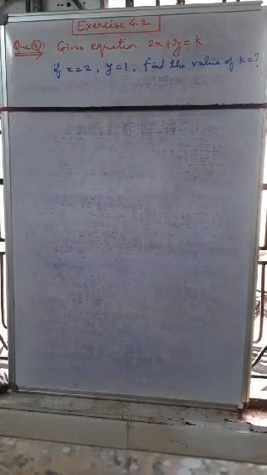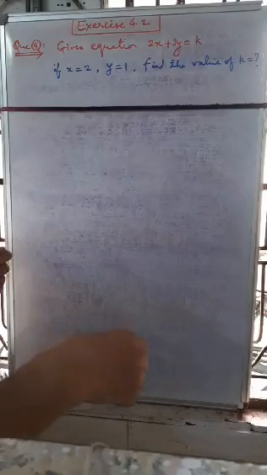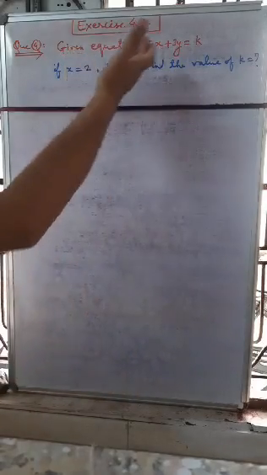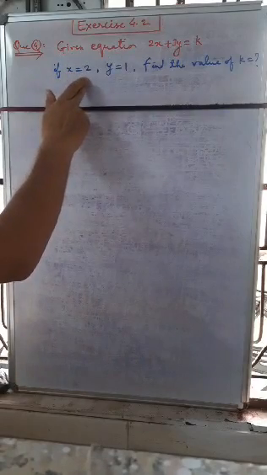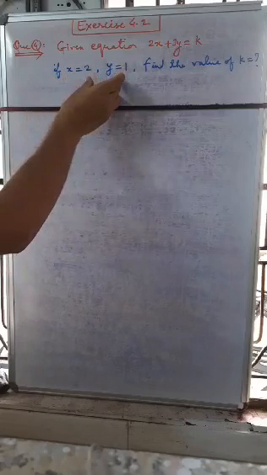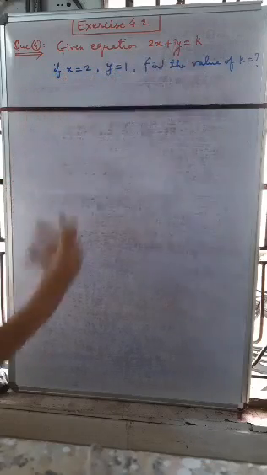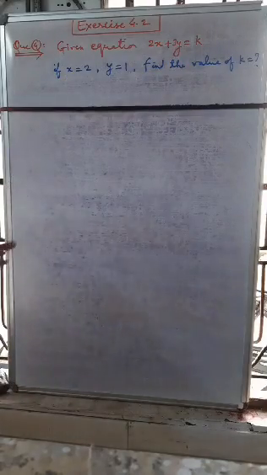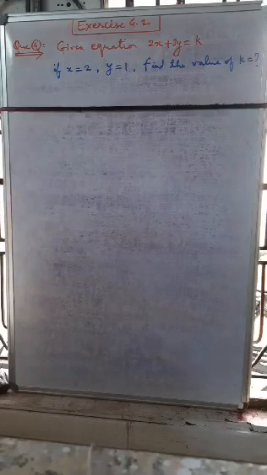Having one more question. The given equation is 2x plus 3y is equal to k, and a solution of this equation is given in the problem. If x is equal to 2 and y is equal to 1, then find the value of k. Very easy question. So how to solve this question? You can solve it this way.